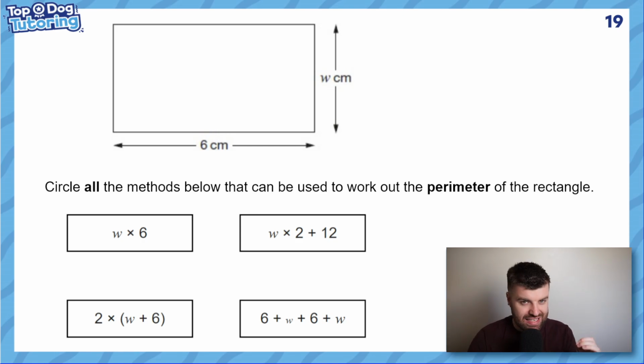Next one. This is, again, perimeter. But what we find in the SATs, guys, is that perimeter will overlap like we just talked about. This one is overlapping with algebra. Why don't you have a read yourself and try this one out without any of my help, and then I'll come through and help you after.